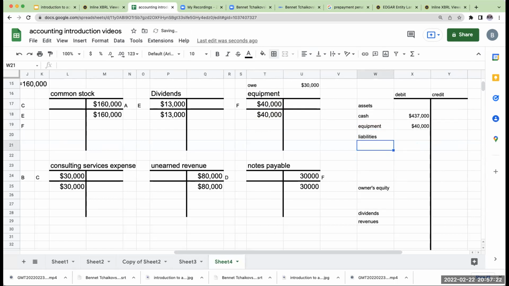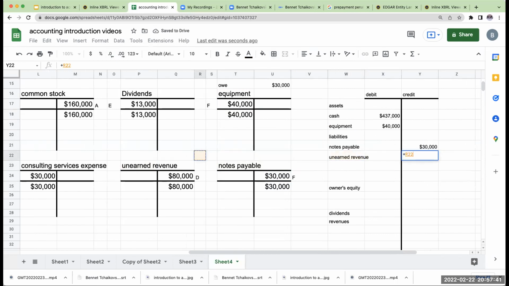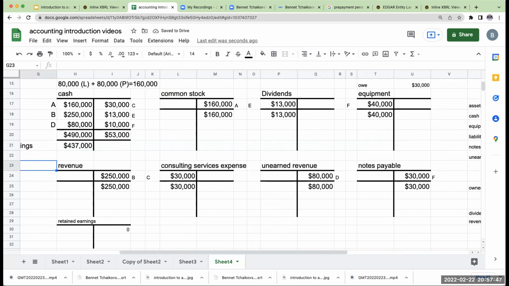Let's now take a look at our liabilities. So for our liabilities, we have notes payable, right? We bought that equipment, but we didn't pay cash for it. We said we're going to pay part of it later. So right over here, this is going to be a credit for $30,000. Unearned revenue is a liability. I received money, but I have not yet performed the services. And do I have any other liabilities? Going once, going twice, I think we're good.